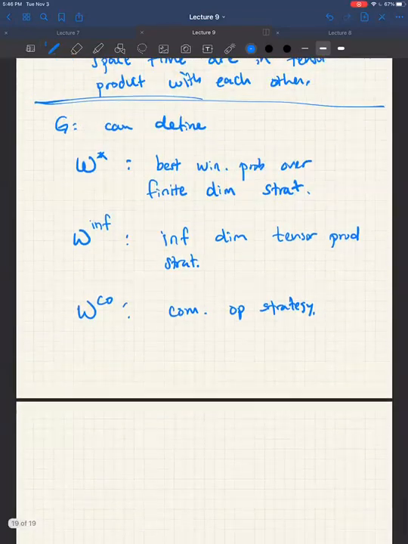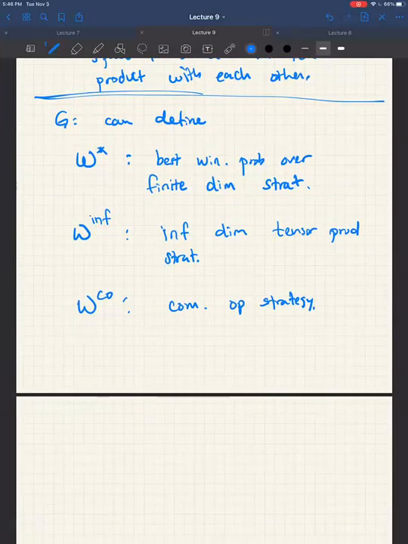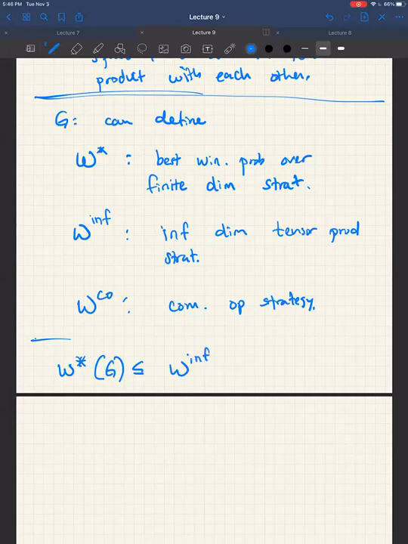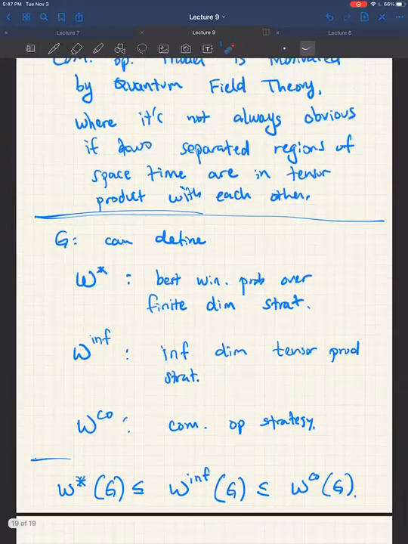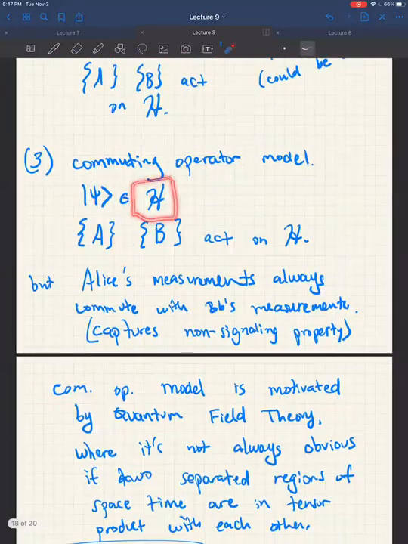So what's the relationship between all these different winning probabilities? It turns out that one relationship is easy to see, that we have these inequalities. And this sort of follows by definition, right? Like if you're allowed an infinite number of qubits, then clearly you can't do worse. So that's why you have this inequality here. And the commuting operator model is the most general because this Hilbert space H could have actually just been a tensor product of Hilbert spaces.